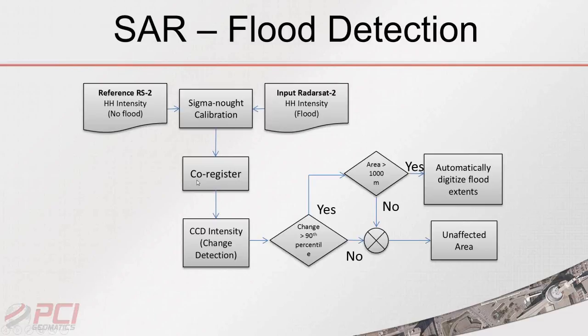Those 2 images can be co-registered, and we can perform a specific change detection algorithm known as CCD-in10, which is adapted to radar imagery and will essentially provide us a change map, and then we can classify that change map and look for changes within the 90th percentile, so the most significant changes, and derive automatic flood polygons.